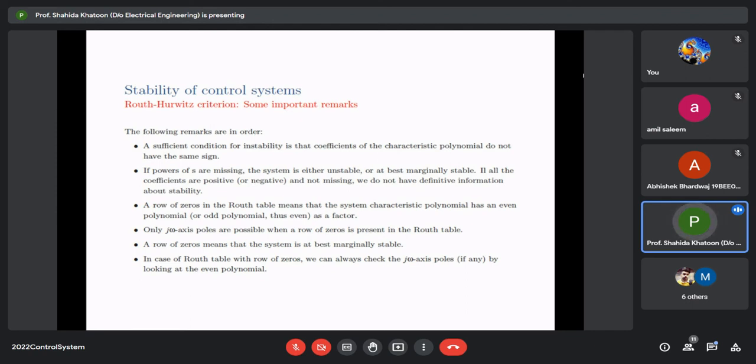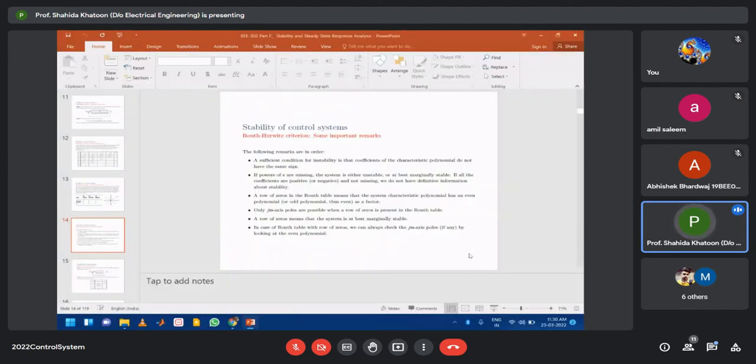A row of zeros in the Routh table means that the system's characteristic polynomial has an even polynomial as a factor. Only j omega axis poles are possible when a row of zeros is present in the Routh table. A row of zeros means that the system is at best marginally stable. In case of a Routh table with rows of zeros, we can always check the j omega axis poles by looking at the even polynomial. So I want you to note it down. This is a very important conclusion.